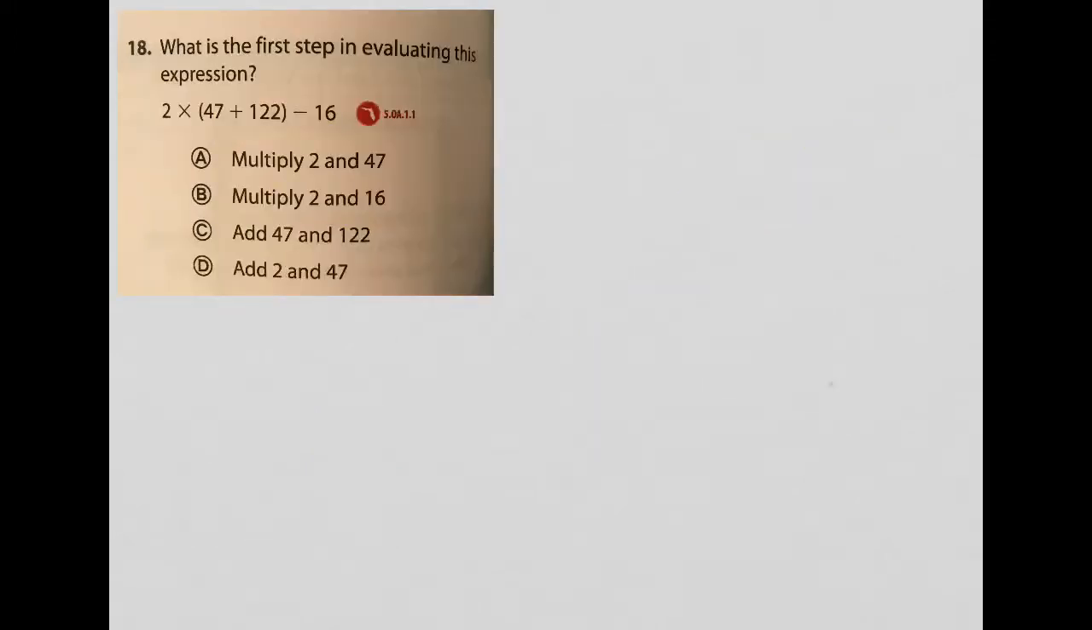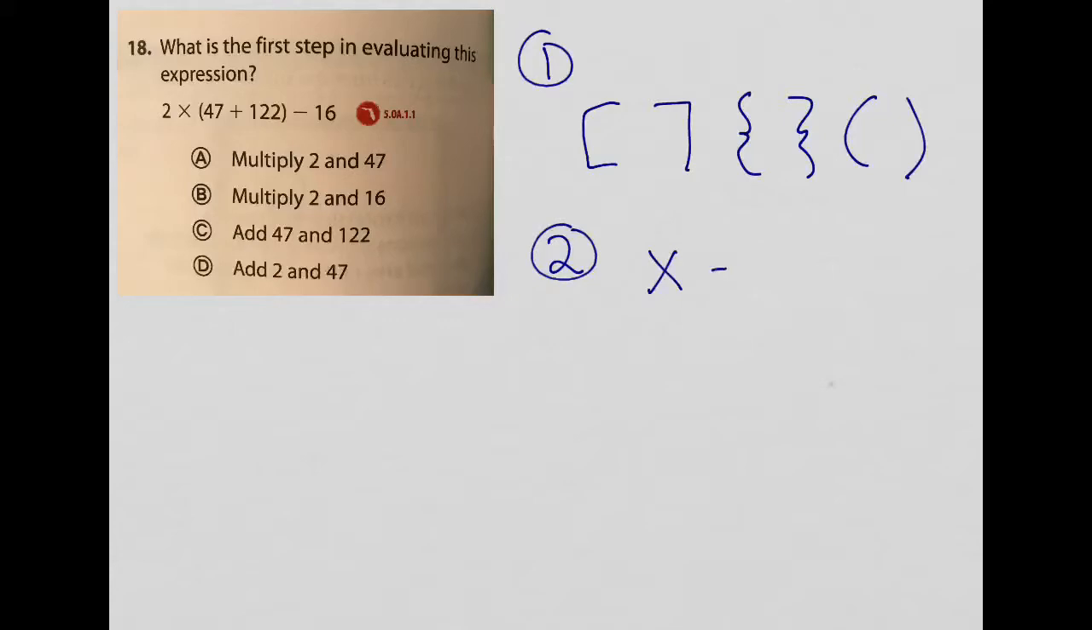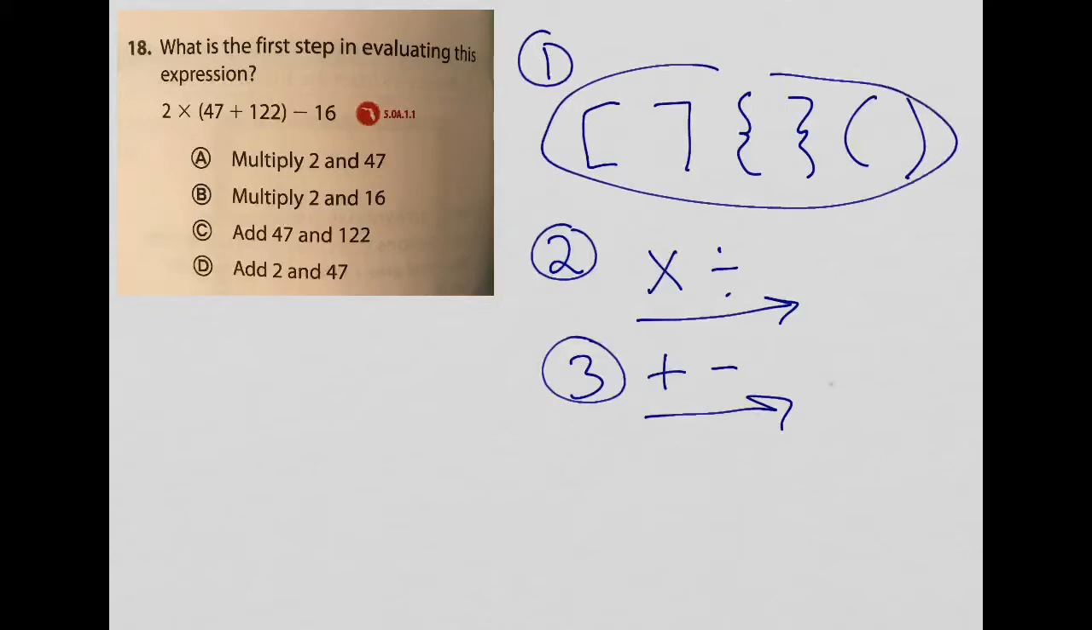Here's another multiple choice question. What is the first step in evaluating this expression? So I have 2 times 47 plus 122 inside parentheses minus 16. Just like we've been talking, remember, my brackets, my braces, and parentheses are always going to come first. Second is going to be multiplication and division. And lastly, third will be addition and subtraction. Both of these are worked from left to right, but I have to start up here because in my problem, I see parentheses. So 47 plus 122.